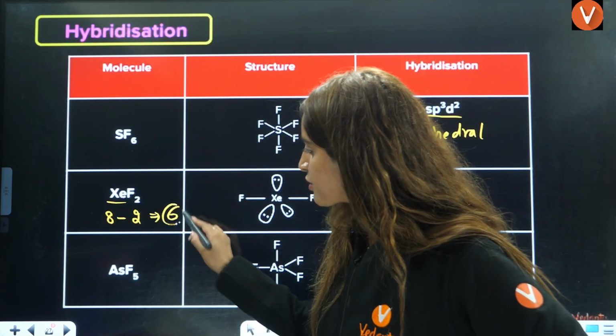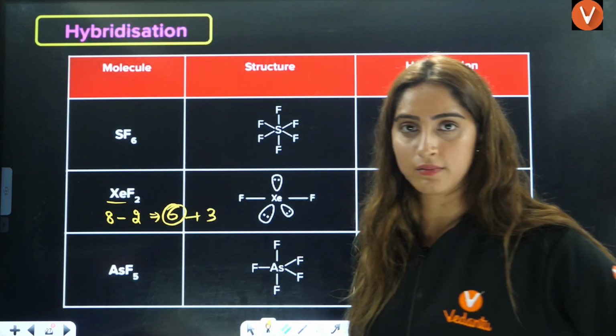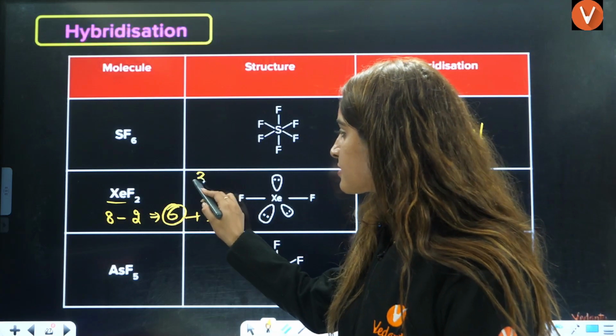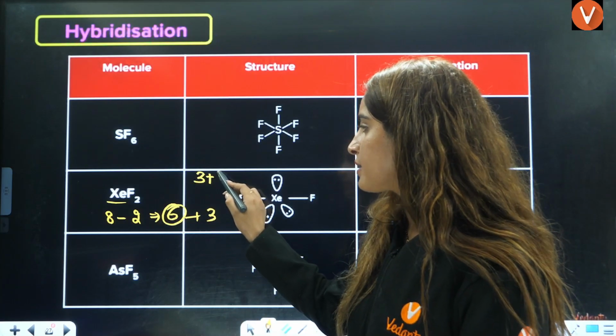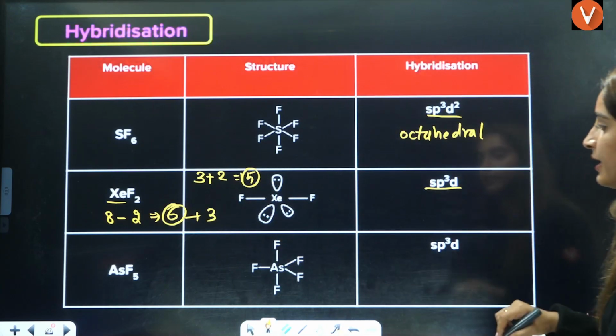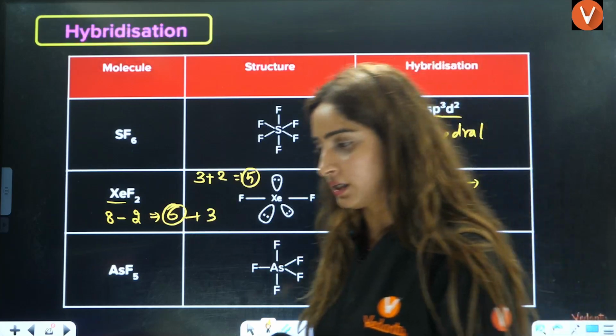Out of this, 6 electrons are left. 6 electrons means 3 lone pairs, because 1 lone pair has 2 electrons. So lone pair is 3 plus bond pair is 2. The answer will be 5. That means it is sp3d. So the geometry is trigonal bipyramidal.